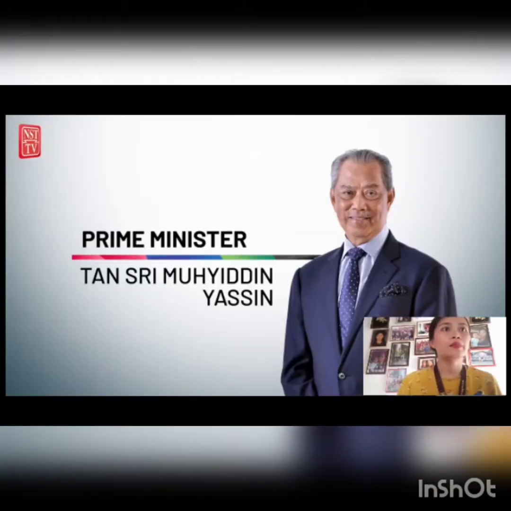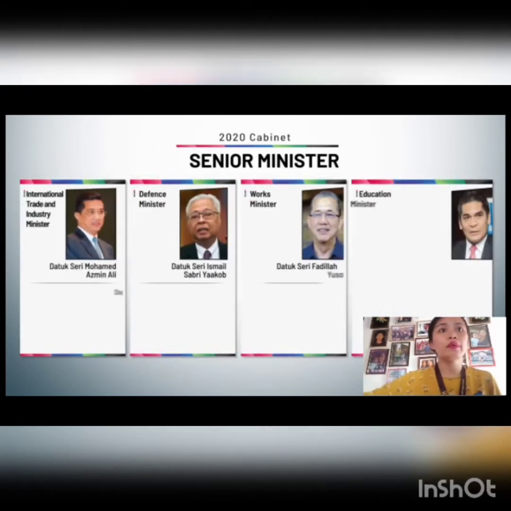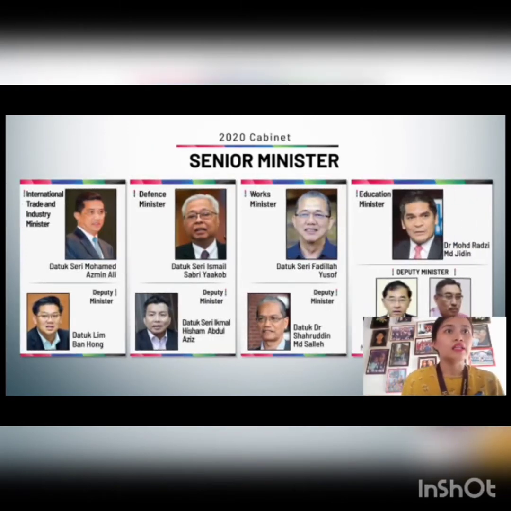The Yang di-Pertuan Agong has discretionary powers to choose who he wants as the Prime Minister if no party has won a majority vote and is not bound by the decision of the outgoing Prime Minister. It, however, does not afford him the right and authority to dismiss the Prime Minister.